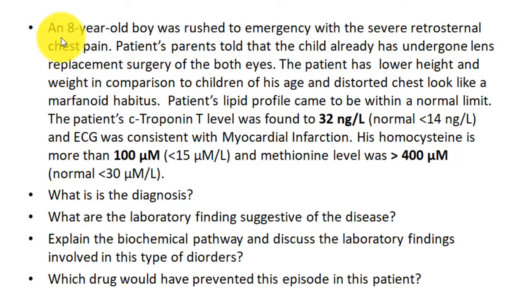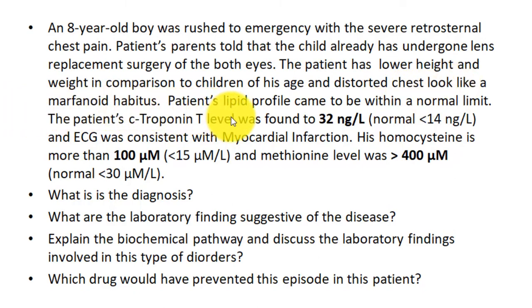The case is an 18-year-old boy who was rushed to emergency with severe retrosternal chest pain. The patient's parents told that the child had already undergone lens replacement surgery of both eyes. This is a very important point. Lens replacement surgery has already been done. The patient has lower height and weight in comparison to children of his age. So there is growth retardation, and a distorted chest that looks like a Marfanoid habitus.